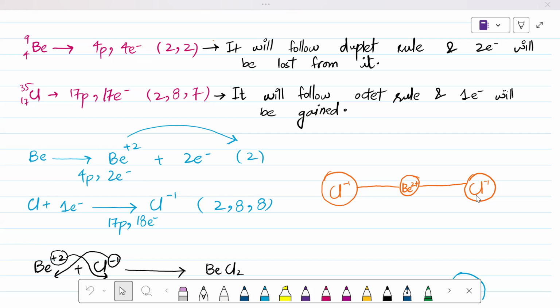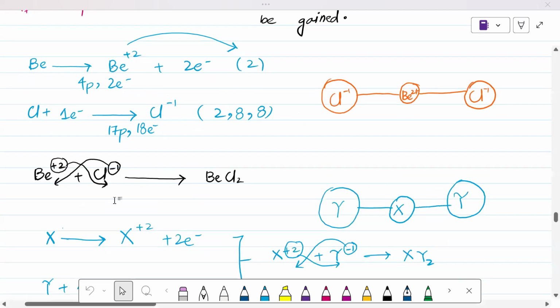Okay, then we have this one, beryllium chloride. How will you write it? Simply, there is beryllium with a 2 plus charge. This is known as the net equation, the final equation. Chlorine has a minus one charge, so there will be shifting of the charges, and this is how you will write it.